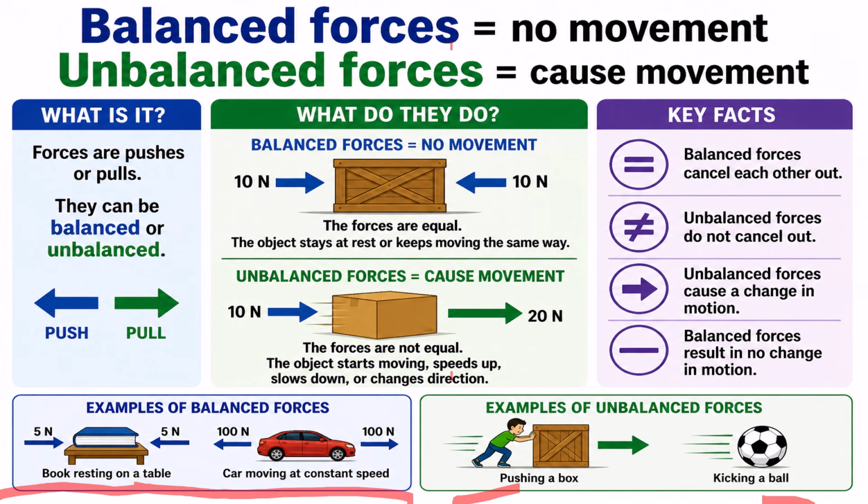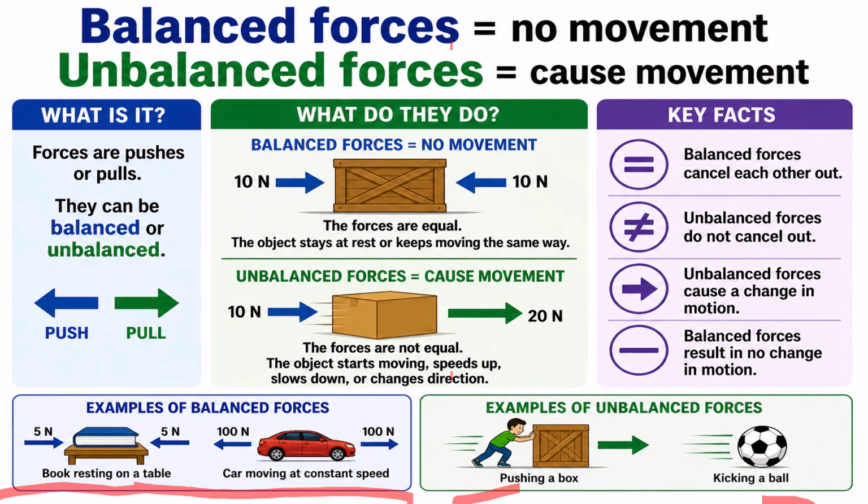A book resting on a table is well balanced. It is not moving. But as soon as I tilt that table, then it becomes unbalanced and the book will slide.